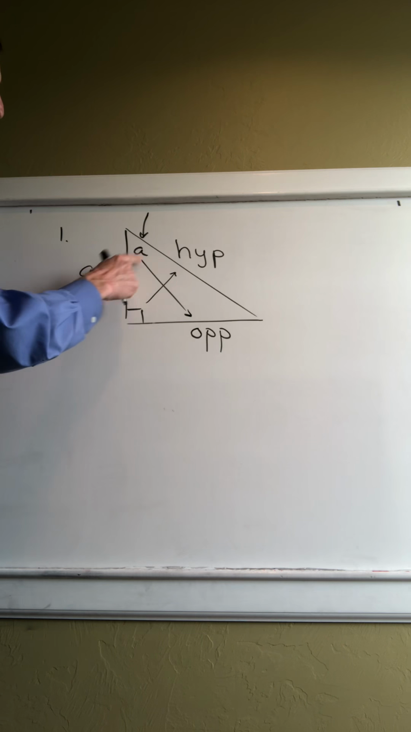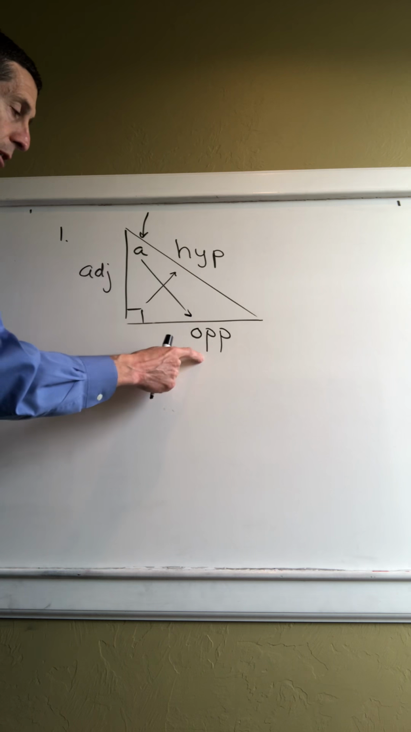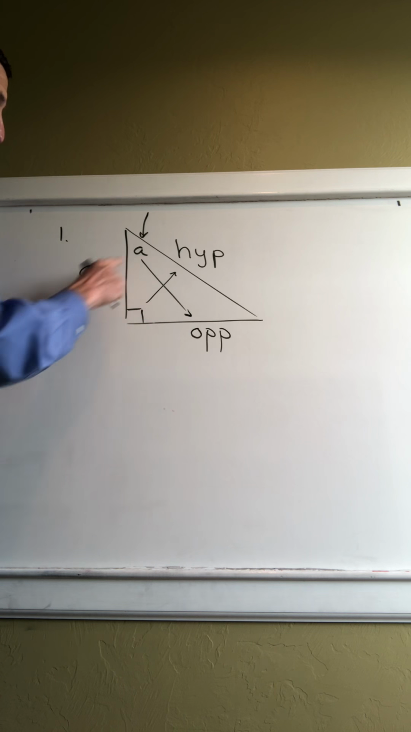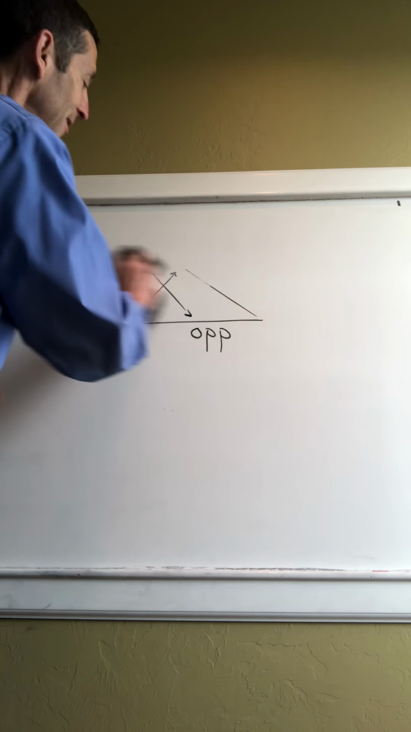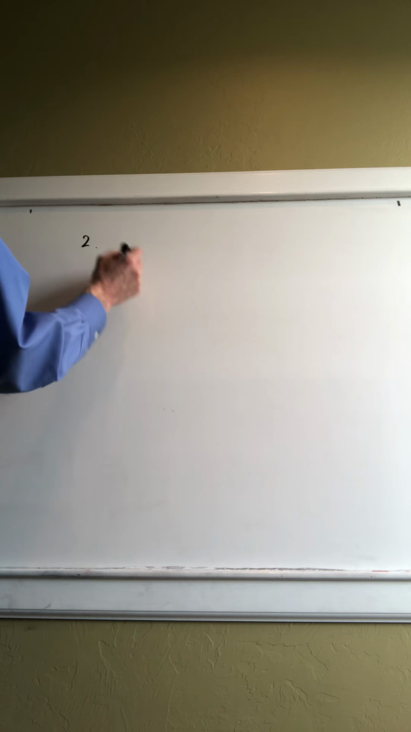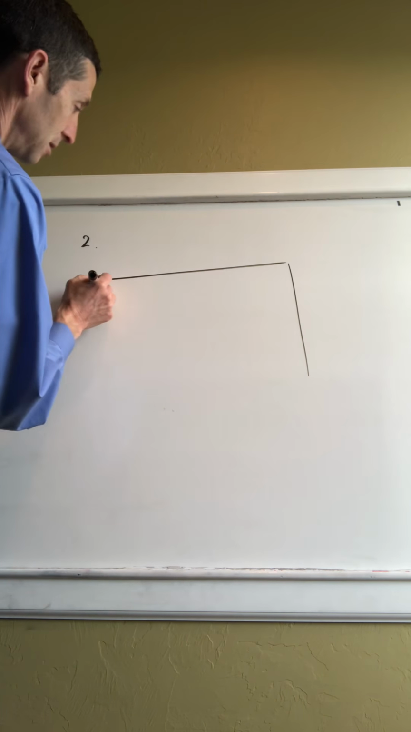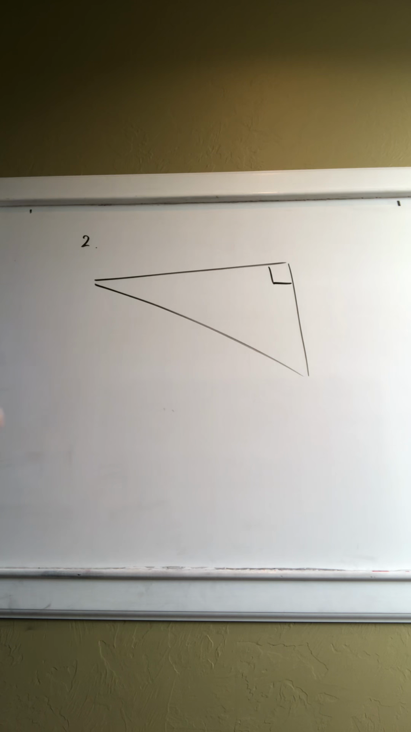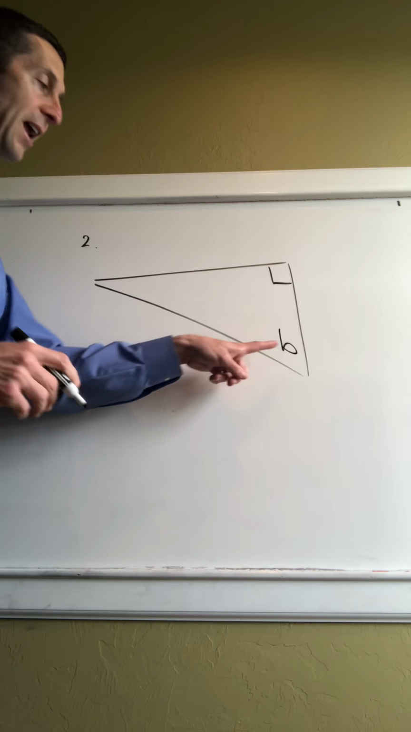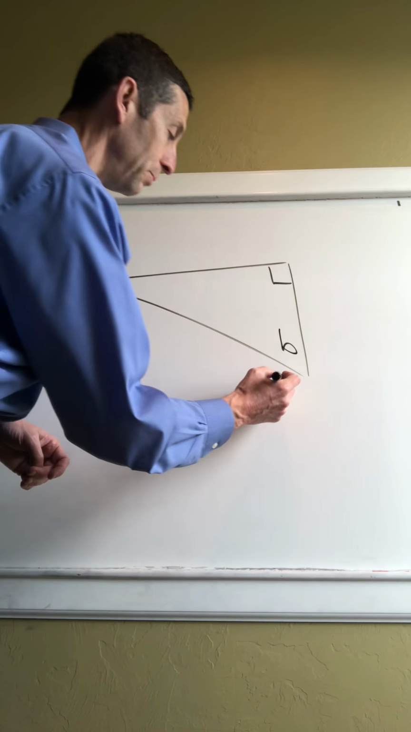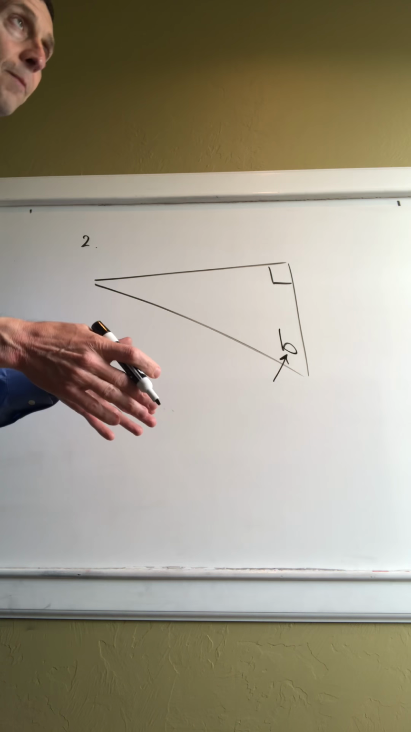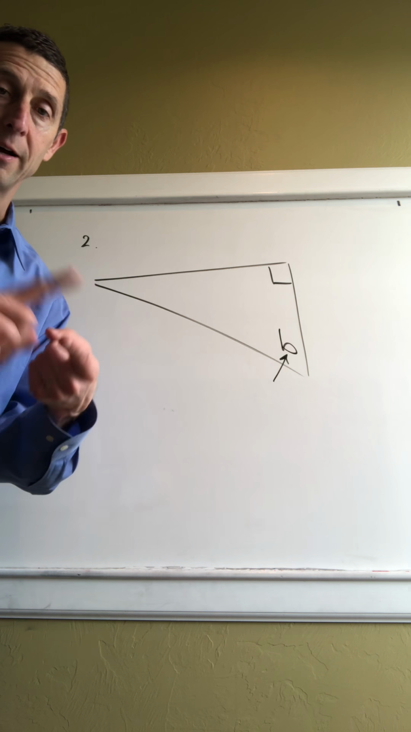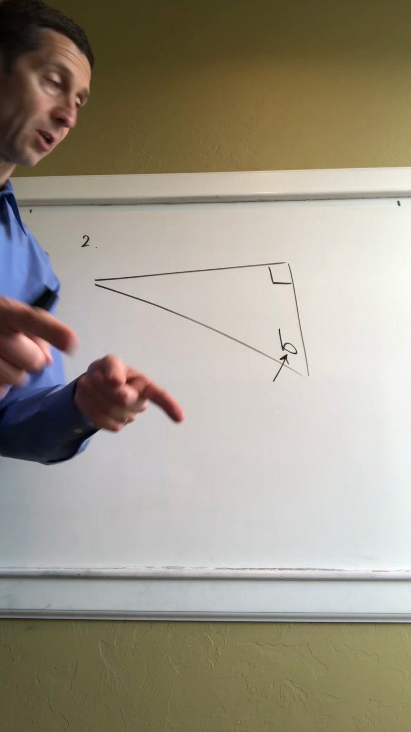Given this angle, the hypotenuse never changes. You always have to label opposite as opposite and next to it as adjacent. Let's practice labeling all 3 sides correctly. Here we go. Number 2. Let's say we've got a second right triangle to work with, and I'll give you a specific angle to go with. Let's say you've got angle B right here. That's your chosen angle. Label all 3 sides correctly: opposite, hypotenuse, adjacent. Let's go.